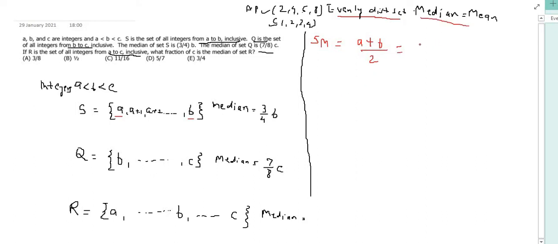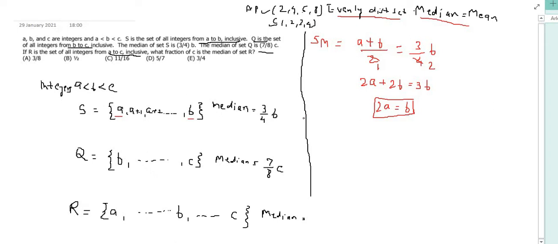Now its median is given as 3 by 4 B. The first and last term of this set divided by 2 gives you the average, and this average or mean is equal to its median, so I can equate these two terms. Let's simplify. We can get rid of this 2. Cross multiply, and you will get 2A plus 2B is equal to 3B, or this can be written as 2A is equal to B. So now you have a relationship between A and B.